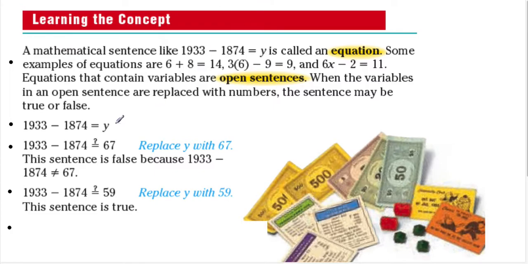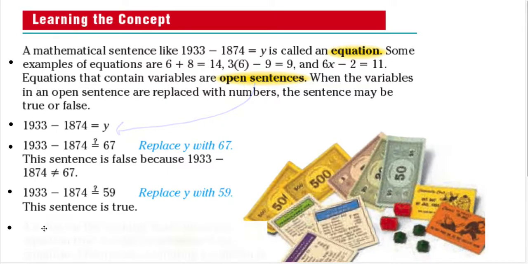So this is an open sentence. This is a value of y which will make the equation false. This is a value of y which will make the equation true. So an open sentence is this, for as long as it hasn't been substituted with a value.